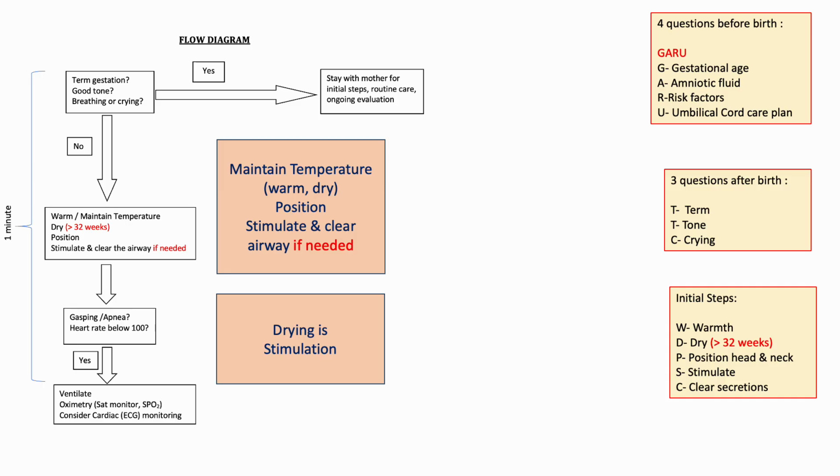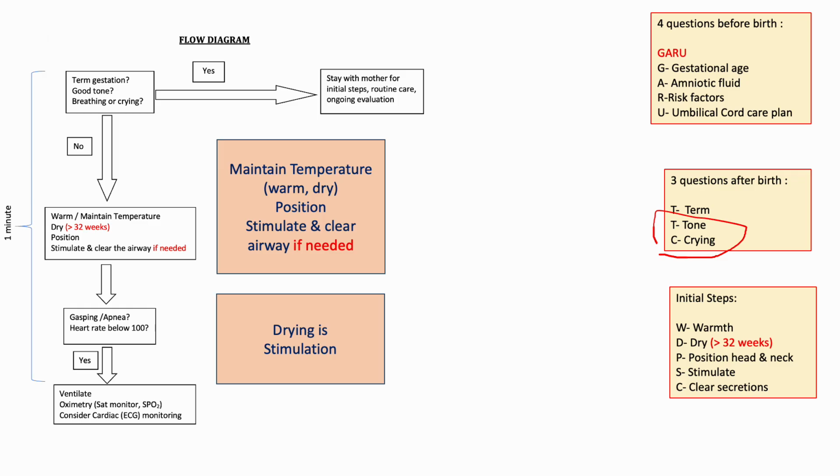So of course, the first question before delivery, like we talked about, you have to ask a few questions. So these are the questions. You can remember it with the mnemonic GURU, which is gestational age, amniotic fluid, risk factors, and what is the plan for the umbilical cord management. The next, after delivery, 3 questions are: is the baby term, what is the tone, and is the baby crying or not? So these are the other factors.